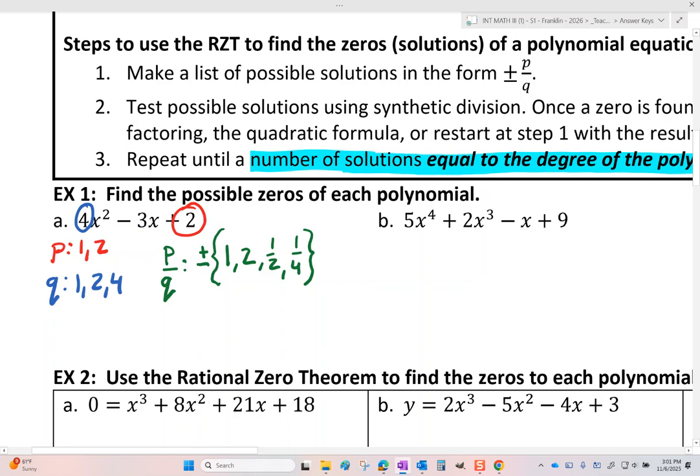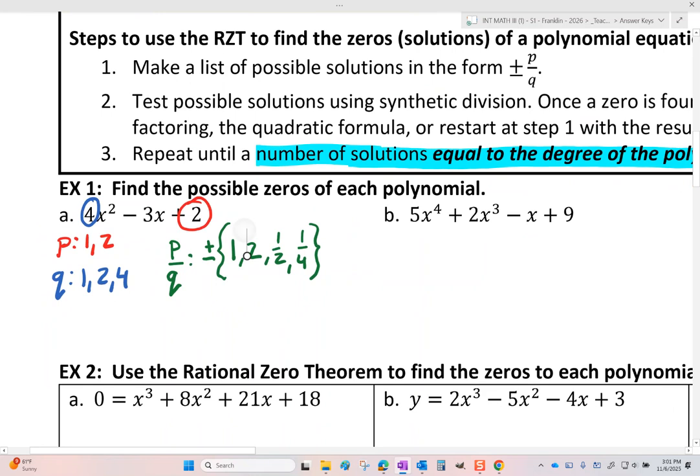So this is just a potential list of zeros. It's not all the zeros. We don't know which numbers it is yet, but we do know that our zeros are in this list. So for larger degree polynomials, this is quite helpful. So we have a place to start with synthetic division.